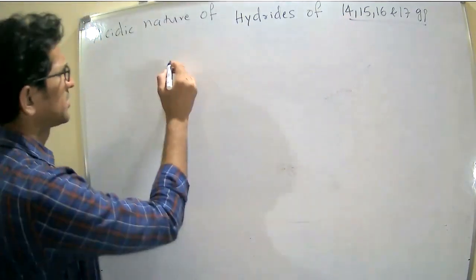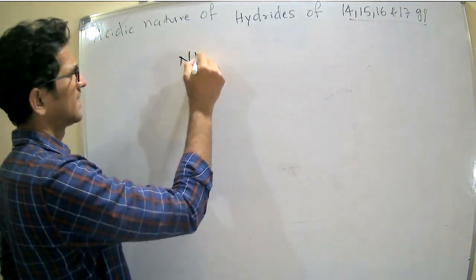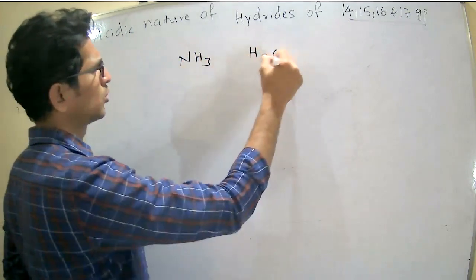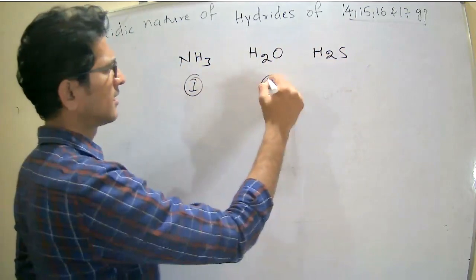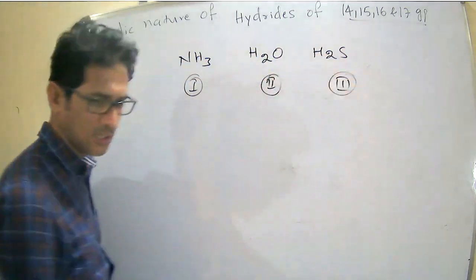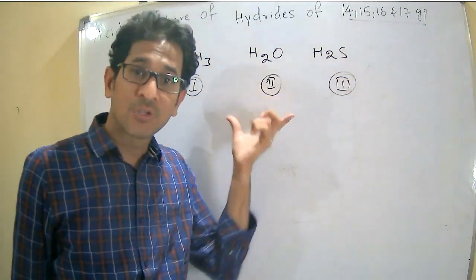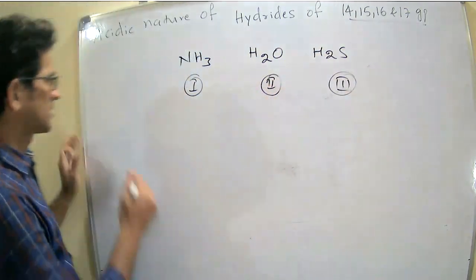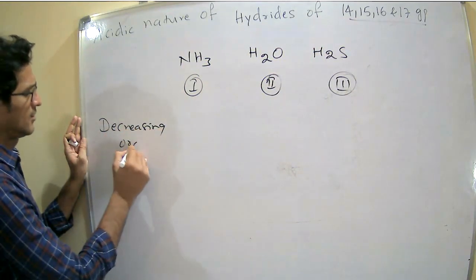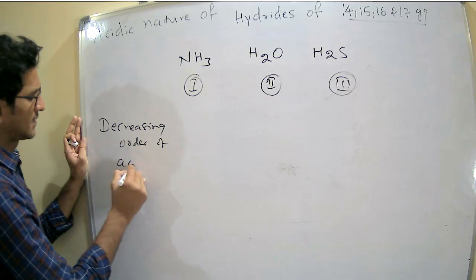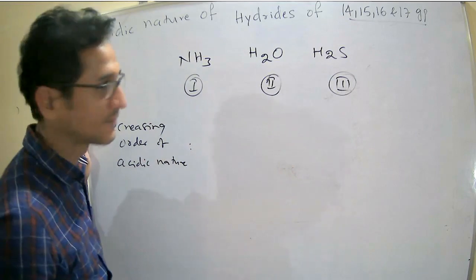So I have 3 compounds: NH3, H2O, H2S. Compound 1, compound 2, compound 3. Among these 3 compounds, which is the most acidic in nature? That means, write the decreasing order of acidic nature.